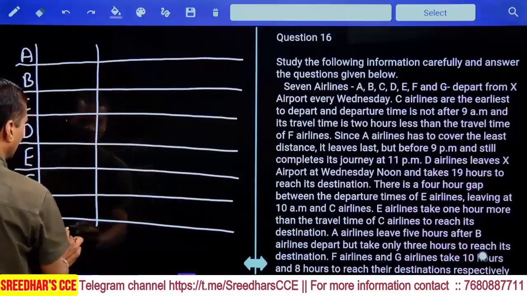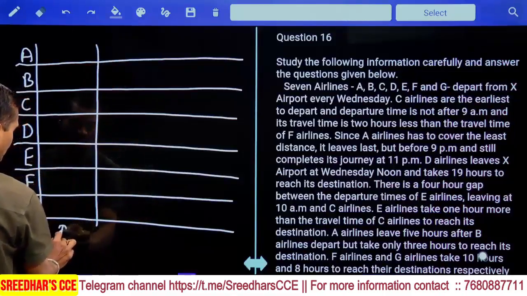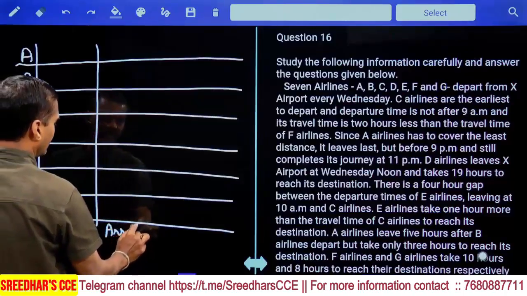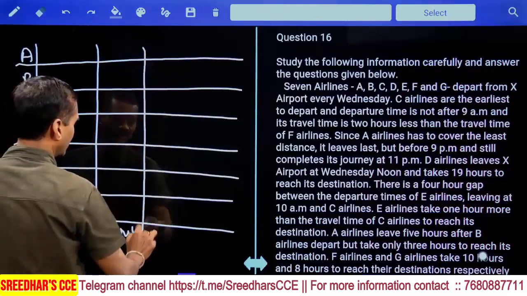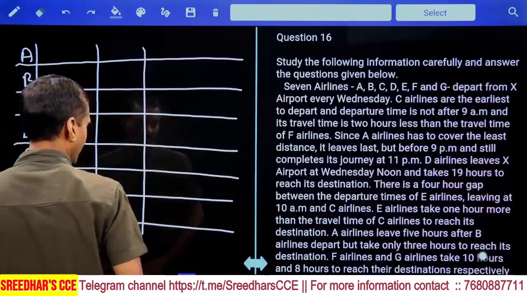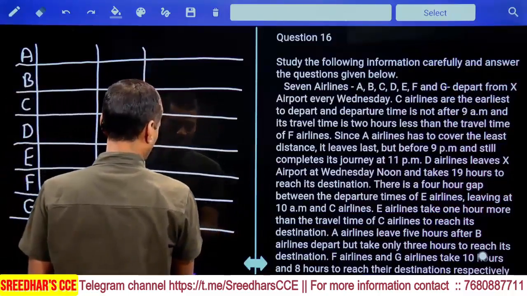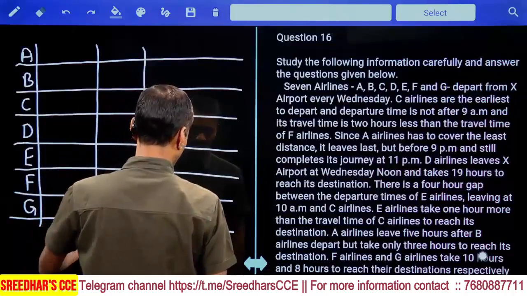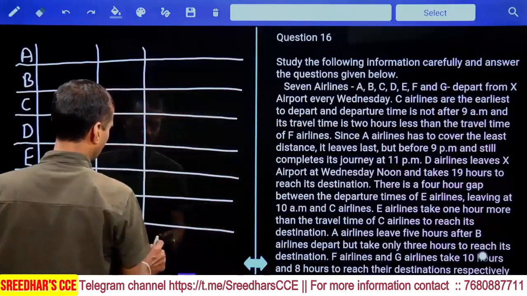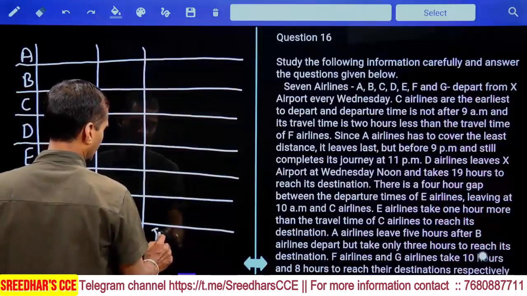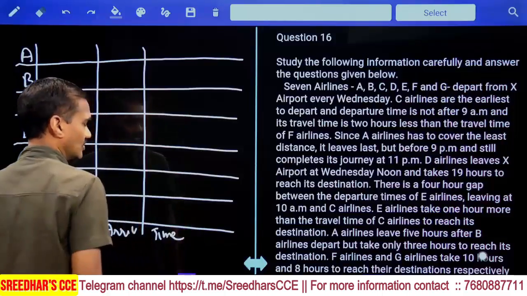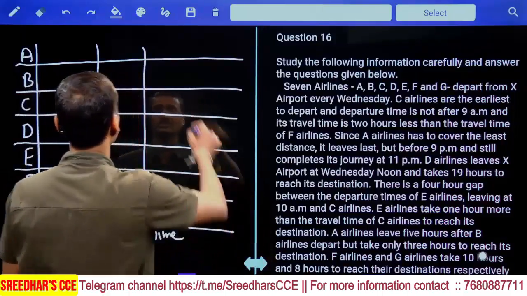First one is related to their departure, and the second one is related to their arrival. And next one, travel time. Isn't it? We need to have the travel time as well. Departure, arrival, and next travel time, or time duration. Now these are the 3 parameters given here.